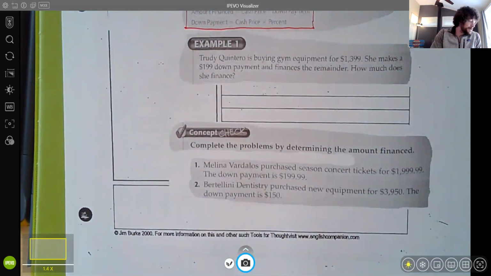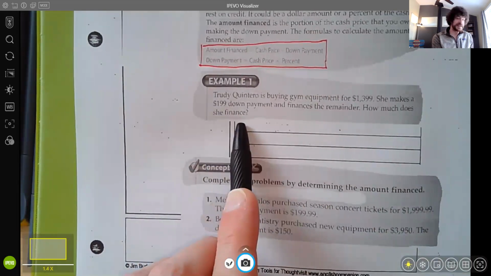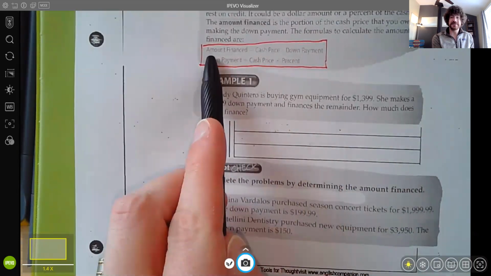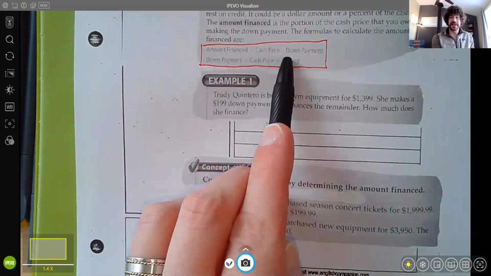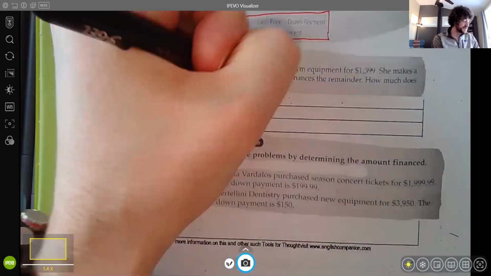All right, let's go ahead and take a look at some examples here. Like I said, the math today is not super complicated. Trudy Quintero is buying gym equipment for $1,399. She makes a $199 down payment and finances the remainder. How much does she finance? The amount financed is equal to the cash price minus the down payment. That's literally all we have to do. It's a subtraction problem.